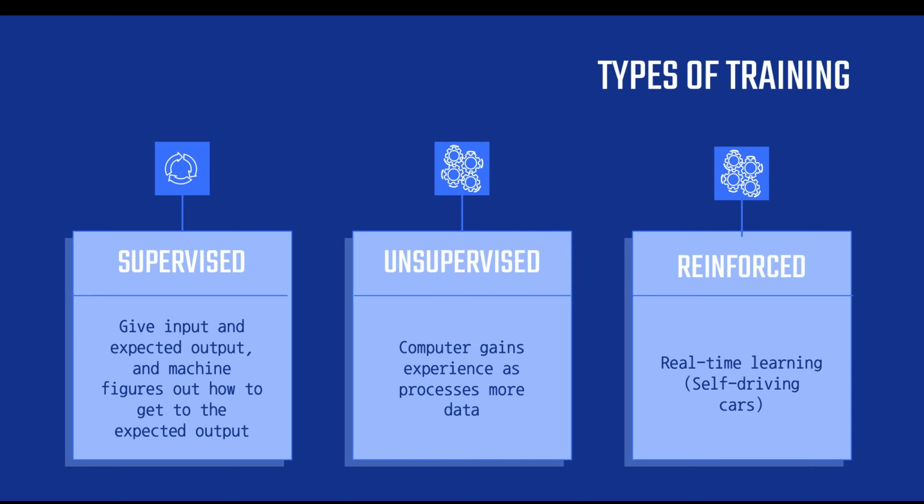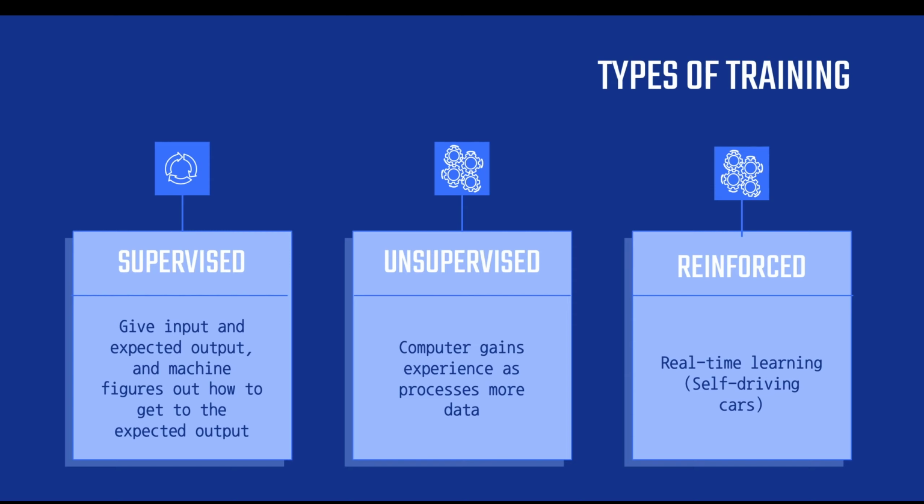With unsupervised, however, we don't know the result. It happens sometimes when we collect the data and we don't know what the result is. So we give as much data as possible to the machine, and the machine will learn from experience what to do with the data.